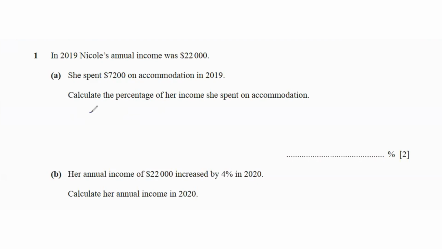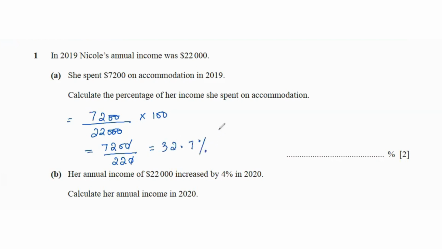So that's going to be 7,200 divided by 22,000 times 100. Our zeros get cancelled out. So we are left with 7,200 over 220. This also gets cancelled out. So if we do 720 divided by 22, that's 32.7%.